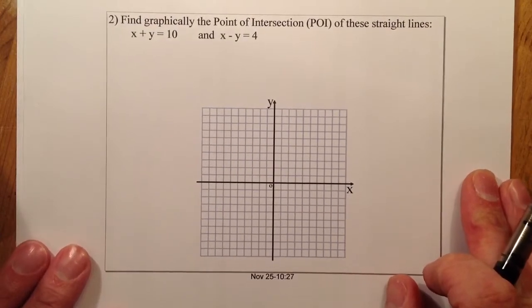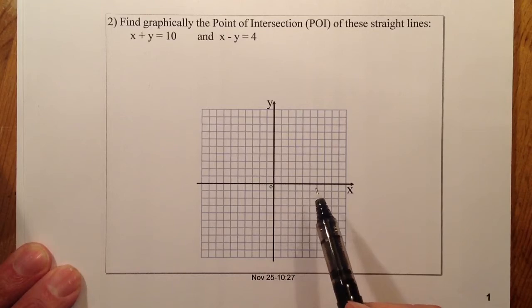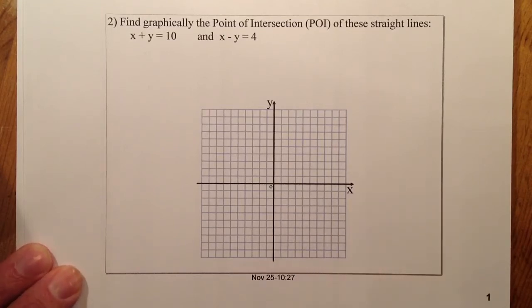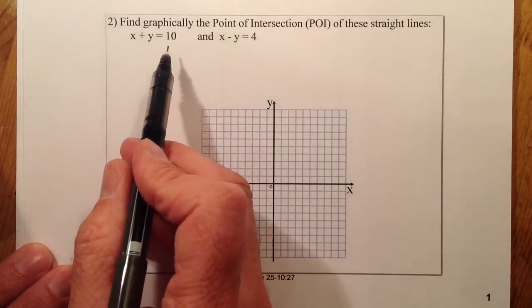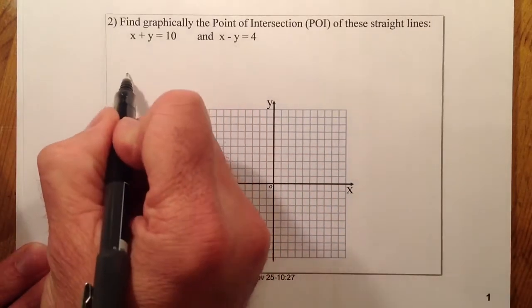Okay, so what I have here is, and again you can freeze it and try the question. Right, so point of intersection of these straight lines, so I've got x plus y equals 10 and x minus y equals 4. So I'll do this one here first.